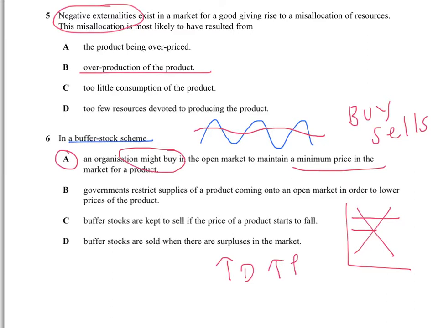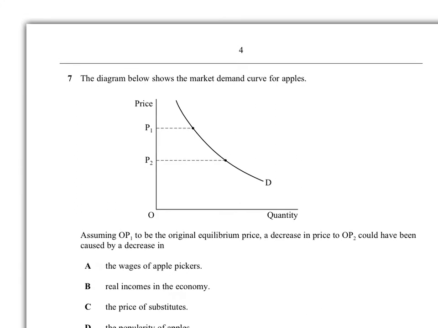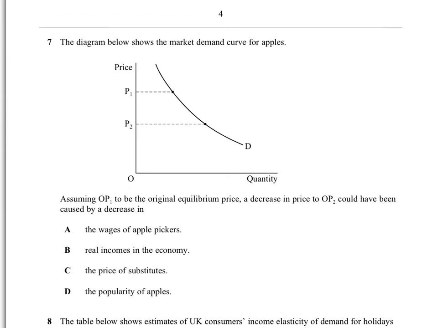Okay, next few questions. Question 7. Demand curve for apples. Question asks us, what could have caused us from OP1 a decrease in price to OP2? So something needs to have happened to allow us to move down here. It can't be B, real incomes. A decrease in real incomes will decrease demand. That would make the whole demand curve shift.